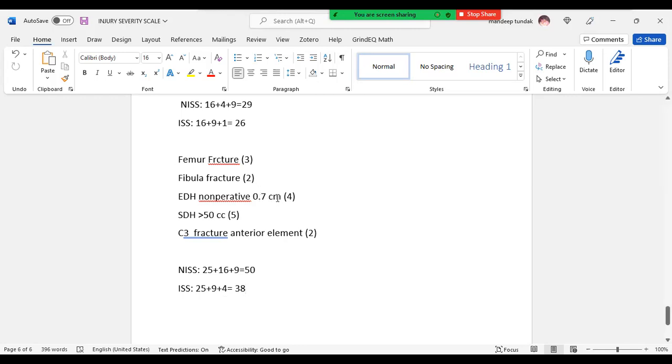And EDH? No, the score is 4, na? SDH you are telling, right? SDH, sorry, SDH and femur fracture. Okay. What will the ISS be, tell me? ISS will be same because we have maximum 3 injuries, so it will be same. What will the ISS be? This is a little tricky. That's why I'm focusing so much. Anybody can tell what is the ISS?